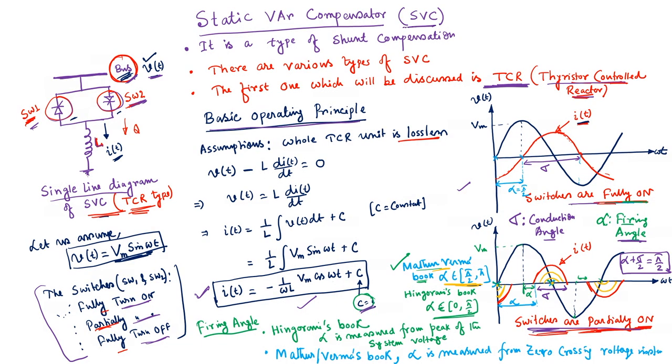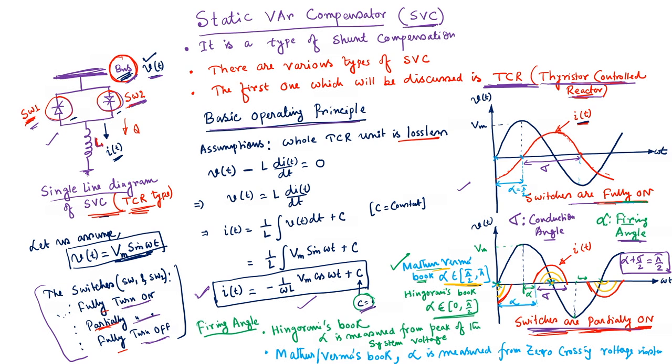And then I started discussion on a specific type of static var compensator, which is named as thyristor controlled reactor, or TCR in short. Now, what is TCR? In TCR, we have a bidirectional switch, and this is connected to a reactor, and this is connected all together to a particular bus, wherever we intend to locate it.